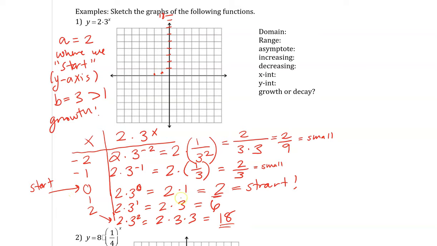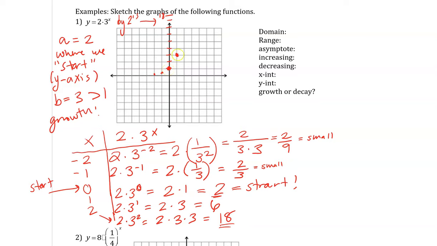When I get to 0, I get to my starting point at 2. So let's make a note to ourselves that the y-axis is counting by 2s. So that's the y value of 2. When x is 1, I go up to 6, 2, 4, 6, because I had to multiply my starting value by 3. Right? And 2 times 3 is 6.